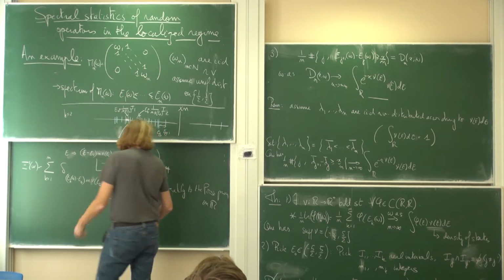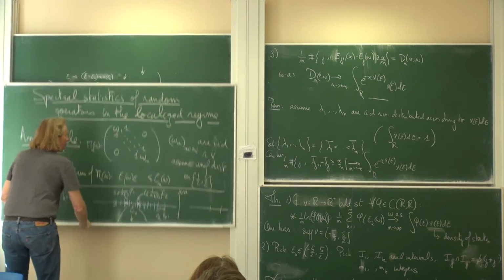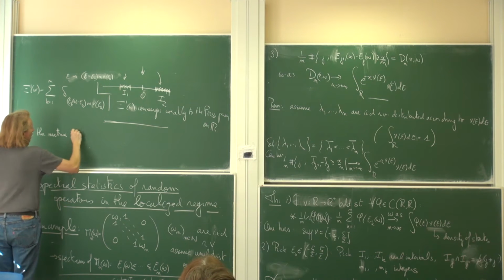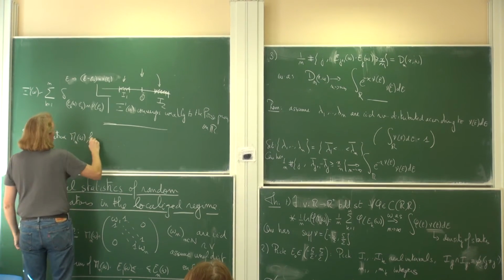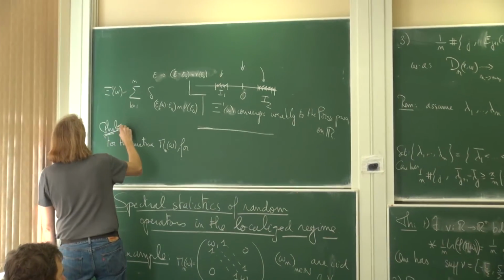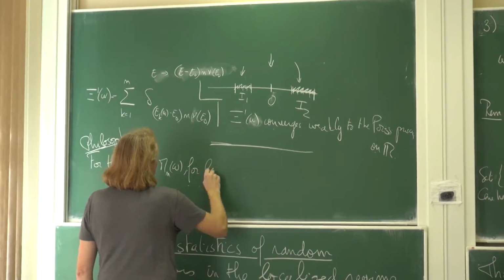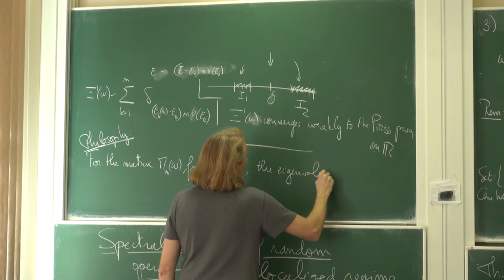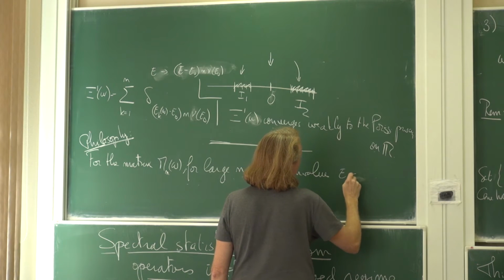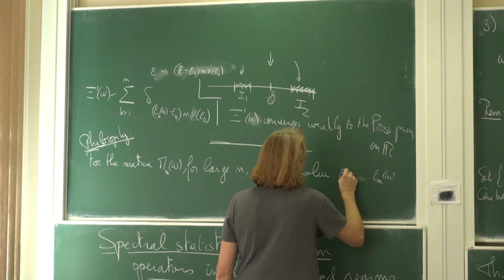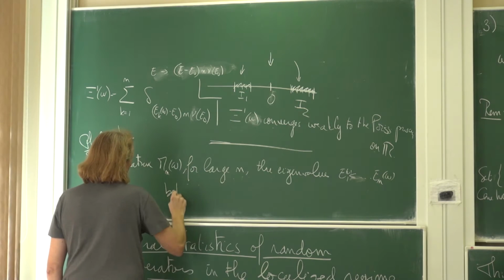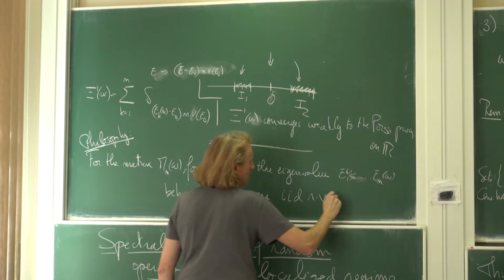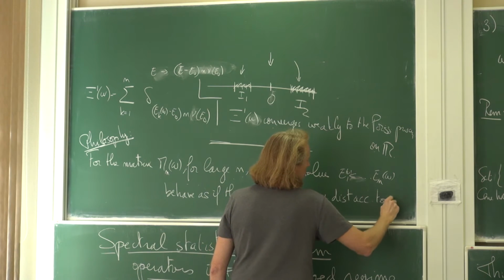So what does this say? What is the philosophy behind this? And this will be behind the whole set of lectures. For the matrix M_n of omega, for large n, the random numbers, the eigenvalues E_1, ..., E_n of omega, behave as if they were IID random variables distributed according to nu of E dE.